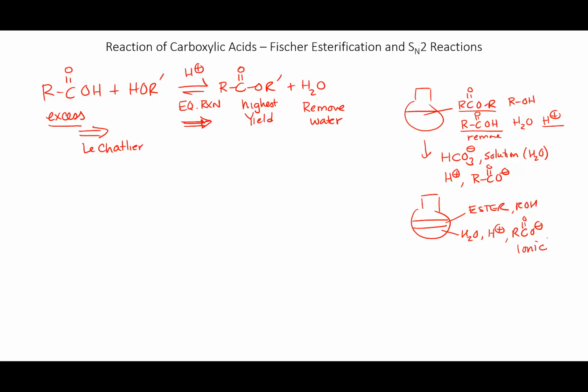So this is a really easy way to do an extraction so that if I use excess carboxylic acid, I can remove it at the end of the reflux. And if we would have done that in lab, or if we are doing that in lab, then we would basically extract this with sodium bicarbonate.